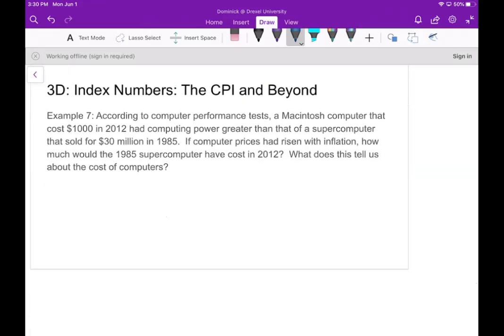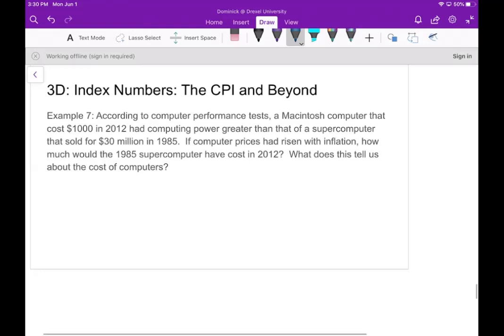Okay, one last example for this video. According to computer performance tests, a Macintosh computer that cost $1,000 in 2012 had computing power greater than that of a supercomputer that sold for $30 million in 1985. Now, if computer prices had risen with inflation, how much would the 1985 supercomputer have cost in 2012? And of course, we'll use this to talk about the cost of computers over time.